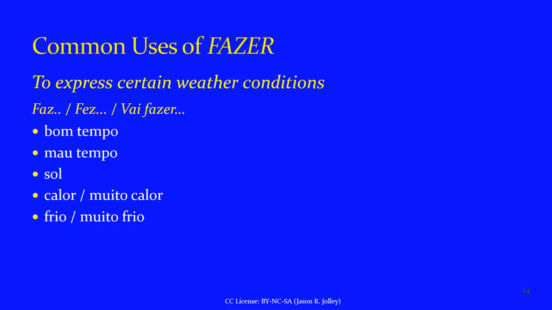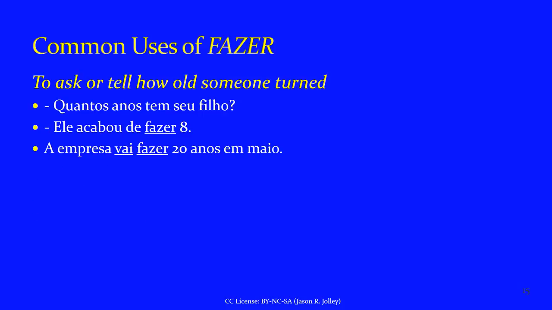The verb fazer is also used when we want to say how old somebody or something has turned in years usually, right? So if somebody says, how old is your son? I could say, he just turned 8. Quantos anos tem seu filho? Ele acabou de fazer 8. He just turned. Acabou de fazer 8. Or the company is going to turn 20 in May. A empresa vai fazer 20 anos em maio.